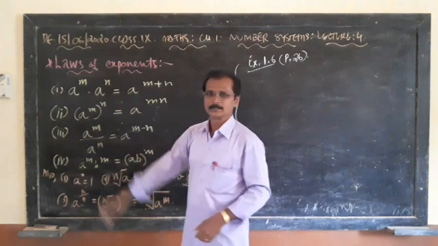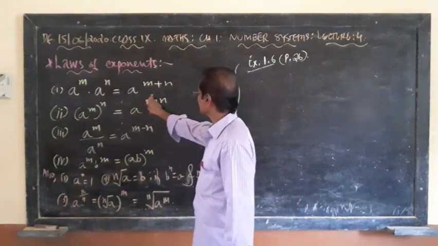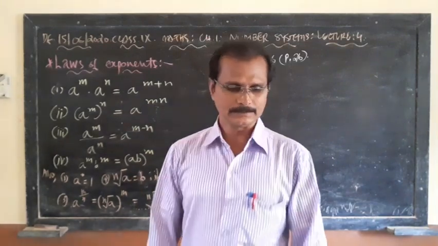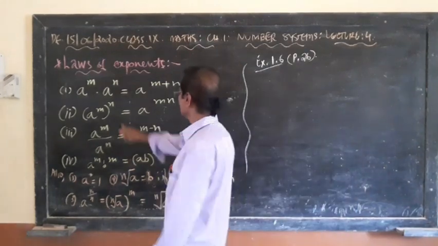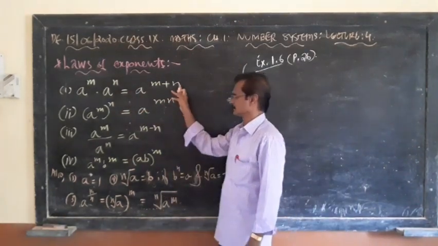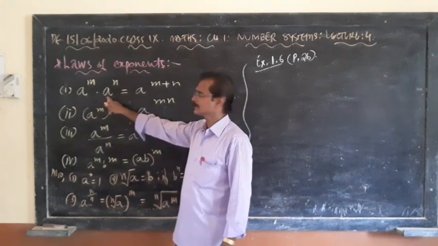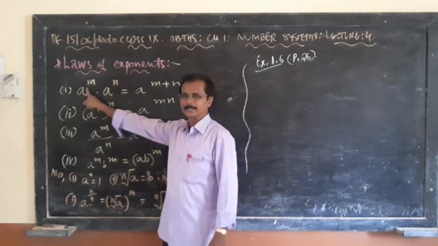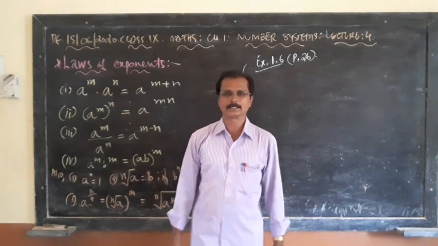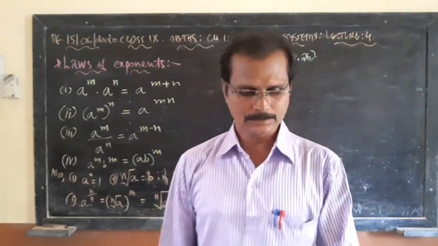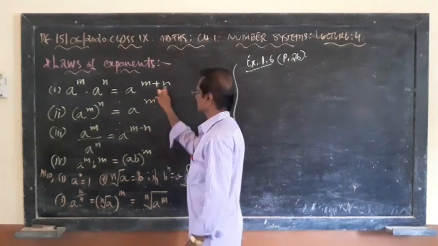The first one is a raised to m into a raised to n equal to a raised to m plus n. The power of a raised to m, a to the power of m multiplied with a to the power of n. So how to read it? A raised to m into a raised to n equal to a raised to m plus n.